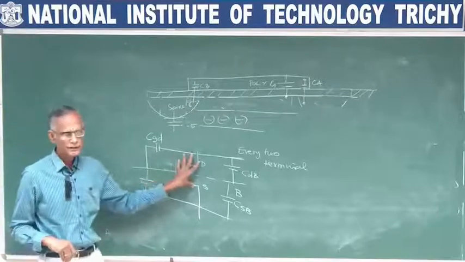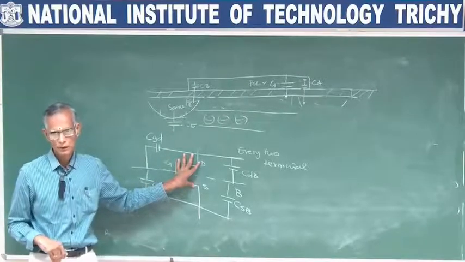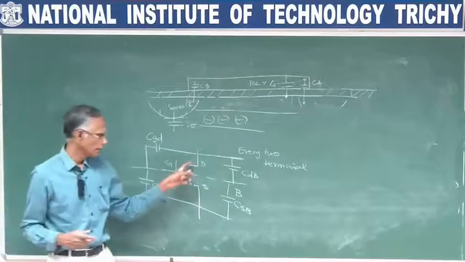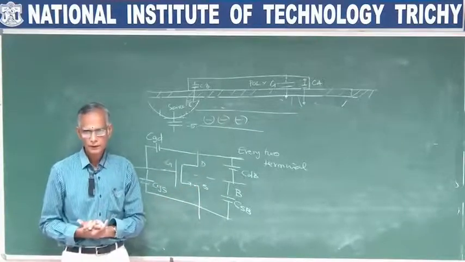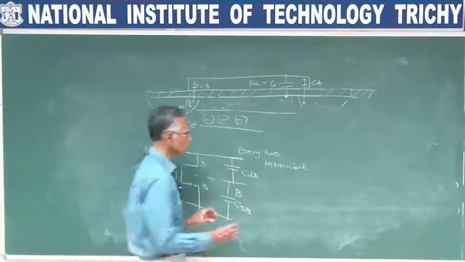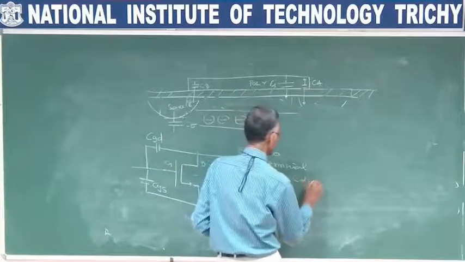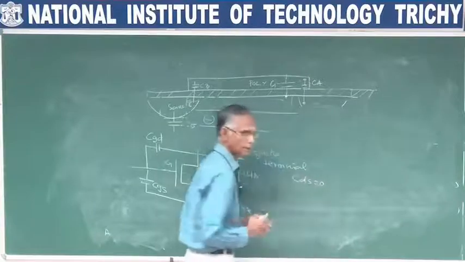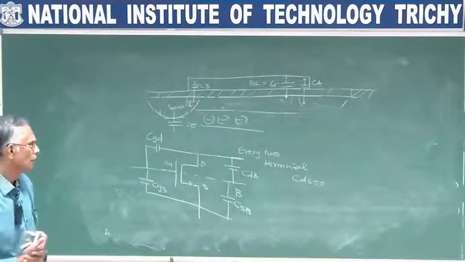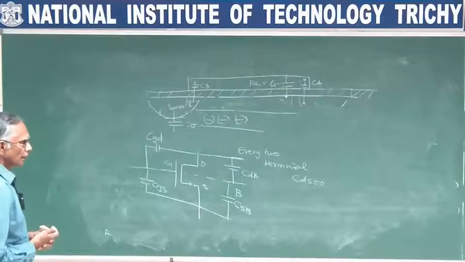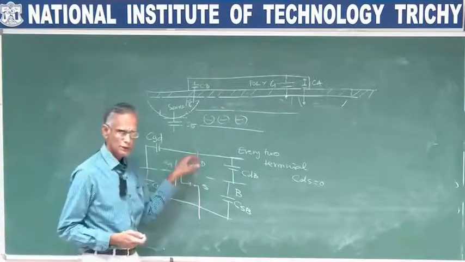Normally CDS is assumed to be 0, because between drain and source we have a conductor channel. Okay, so normally CDS is assumed to be 0, because we have a conductor between drain and source, or we have a channel.